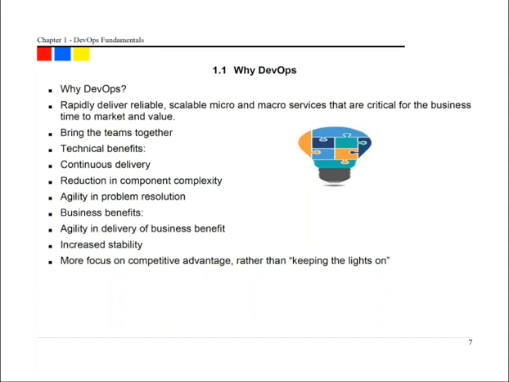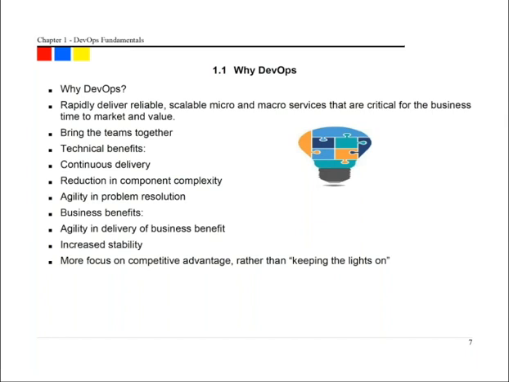All of these technical benefits, though, are really in the service of what we want to achieve as a business. And the primary thing that we're interested in as a business is usually agility in the delivery of business benefit. In other words, how can I, as an organization, be more flexible in delivering business benefits to my customers, my consumers, to be able to realize the value from those changes that I'm implementing?